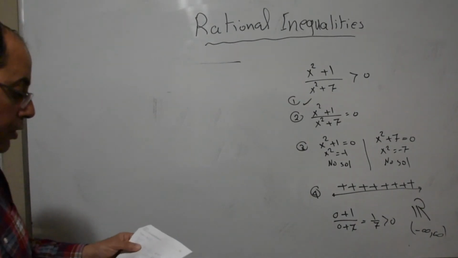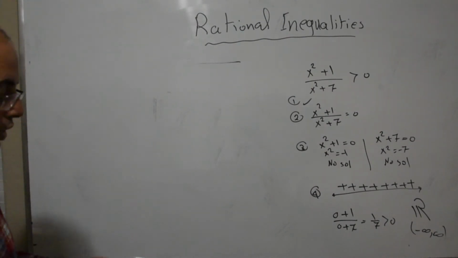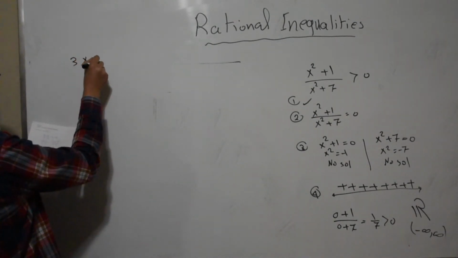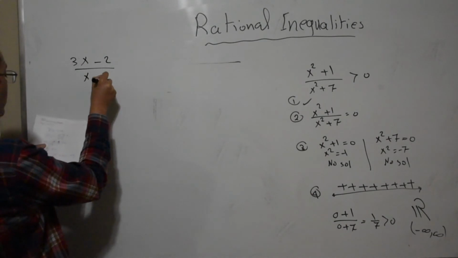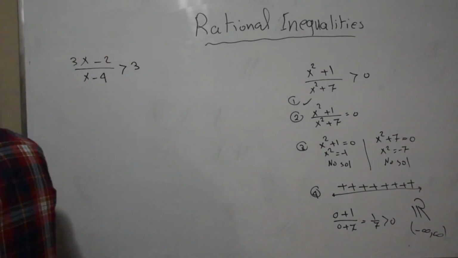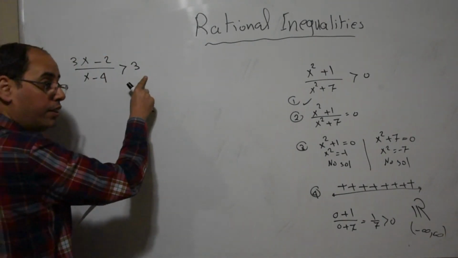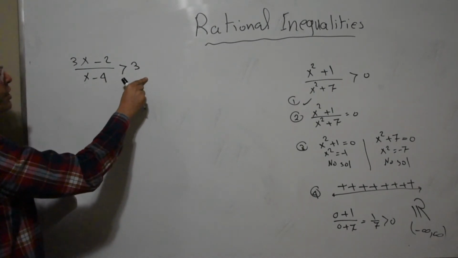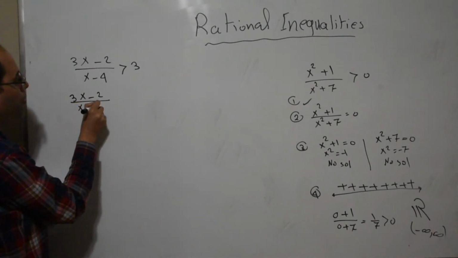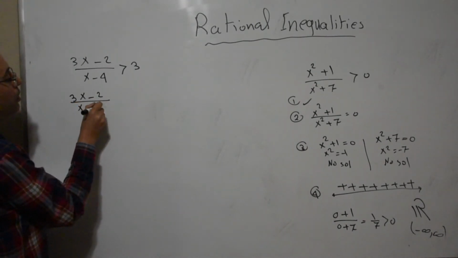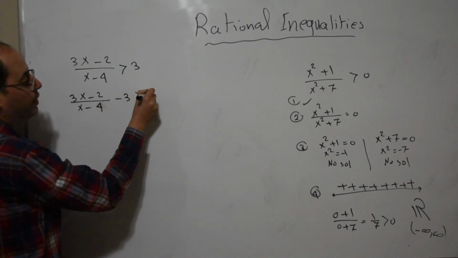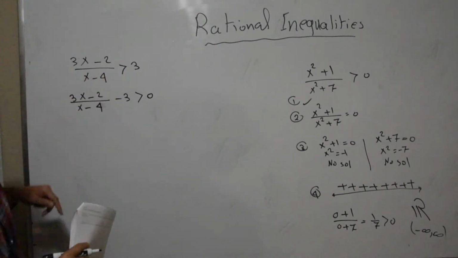So I'm going to get this idea. I have 3x minus 2 over x minus 4 is greater than 3. Oh, here I have to perform step 1, because the right side is not 0. So I subtract 3 from both sides. I have 3x minus 2 over x minus 4 minus 3 is greater than 0.